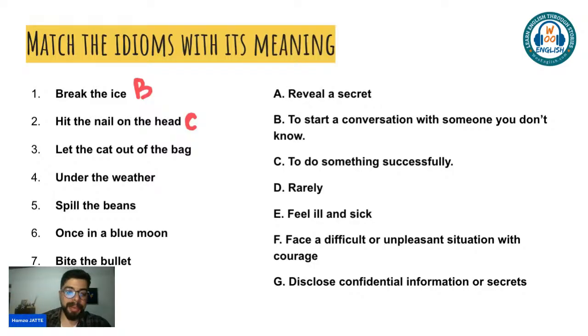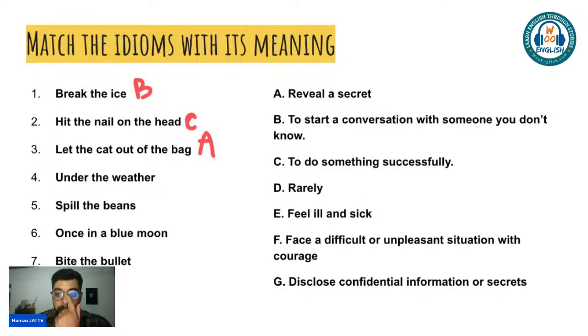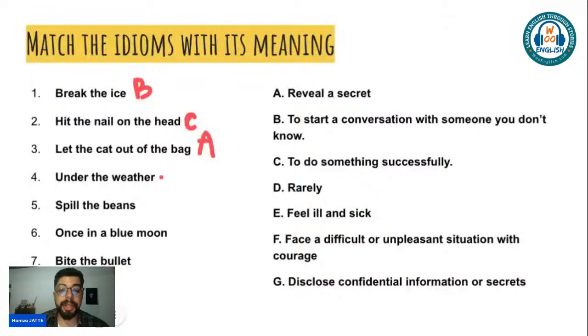3 is A. All right. 3 is A. That's officially the ugliest A ever written. Chile, 4 is E. Under the weather, feel sick. All right, Chile is rocking it today. She's acing it today. E.